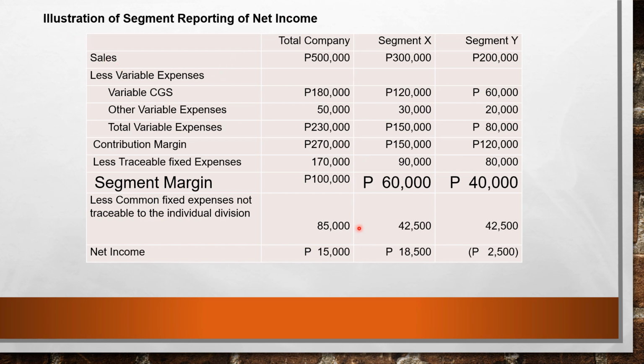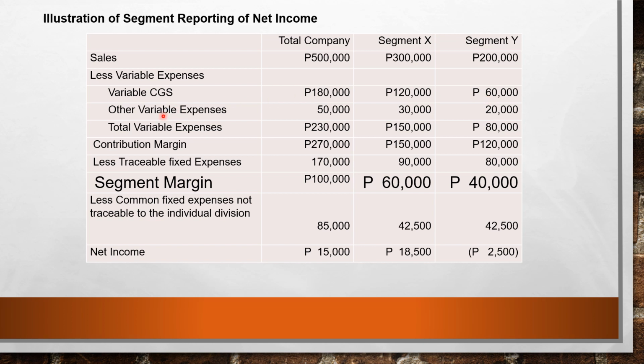For the total company, these are the figures, and it has two segments, segment X and segment Y. For the sales for the total company, we have 500,000, which came from 300,000 generated by segment X and 200,000 generated by segment Y. We have the variable expenses, so we have the variable cost of goods sold. For the total company, it is 180,000, coming from 120,000 from X and 60,000 from Y.